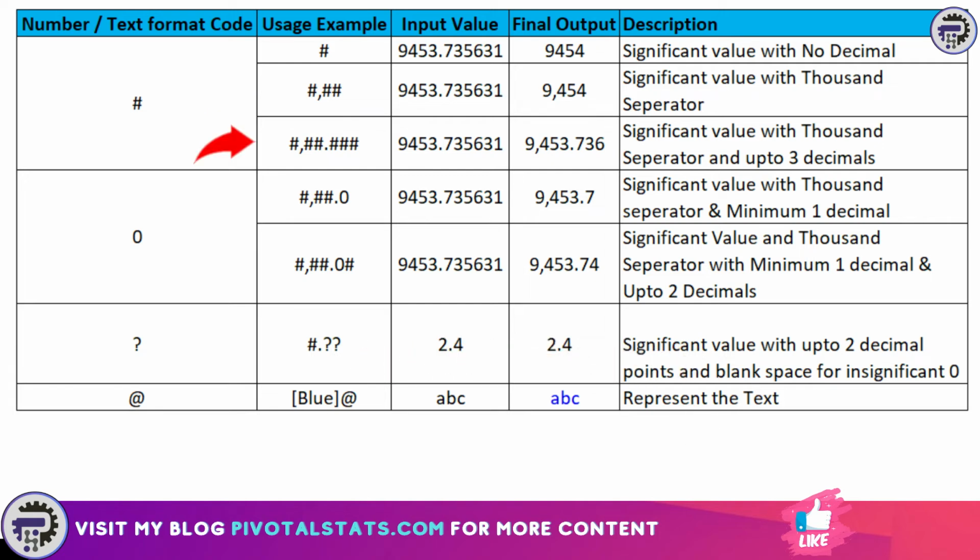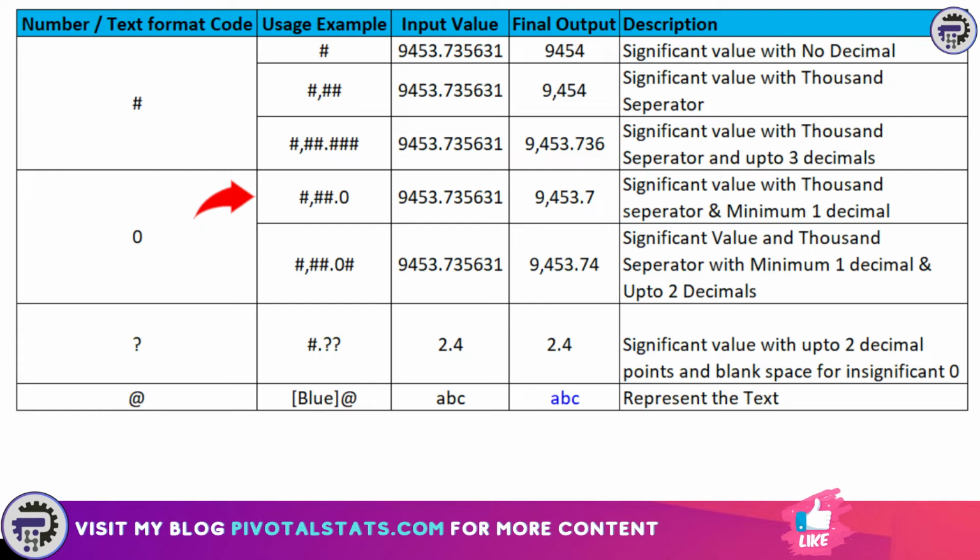It shows me the thousand separator. Now in the third example, again I've used the pound sign, but this time with a decimal value. So it's showing me all significant values, but it is showing me up to 3 decimals, right? Nothing beyond that. So in this case, pound, comma, pound, pound, dot, then 3 pounds following that. So this gives me a value of 9453.736.